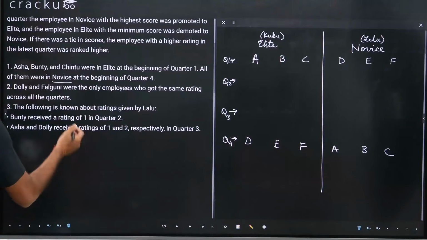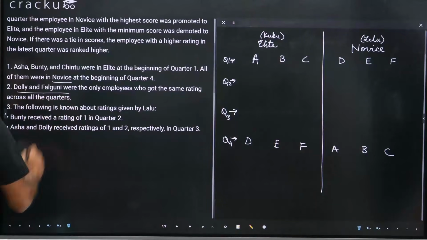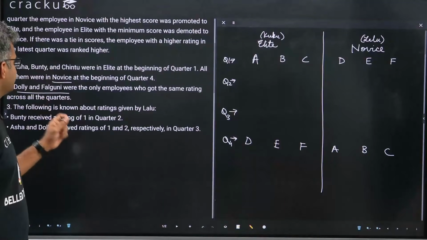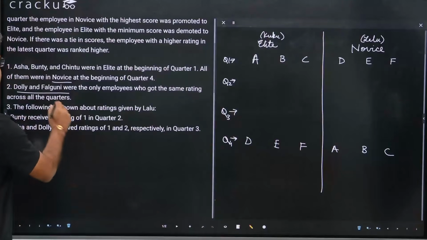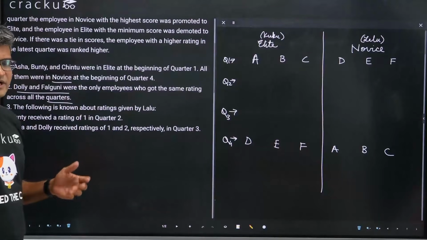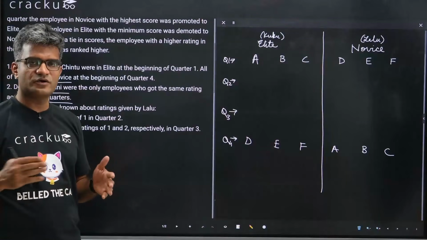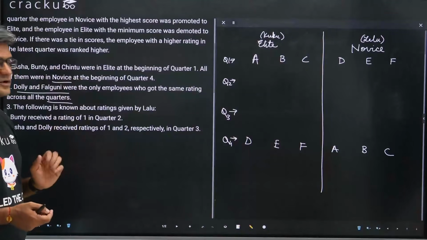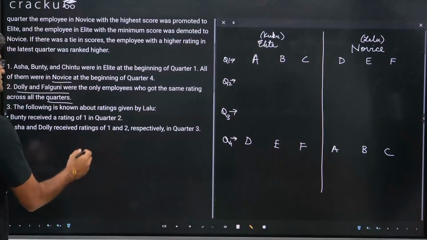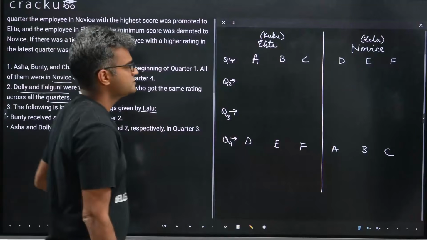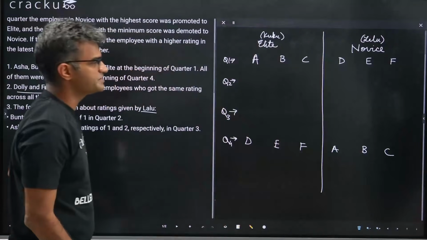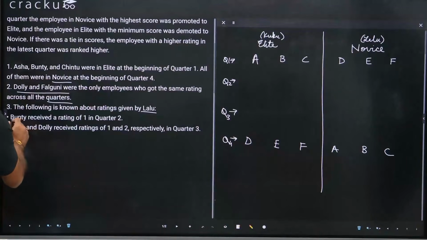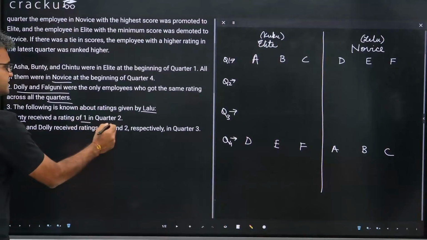Now we are also told that Dolly and Falguni were the only ones who got the same rating across all the quarters. Now, Dolly and Falguni either they got 111 or 222 or 333. They got the same rating in each of the 4 quarters. The following is known about the ratings given by Lalu. So, amongst the ratings given by Lalu, who is the manager of Novice, we are told that Bunty received a rating of 1 in Q2.